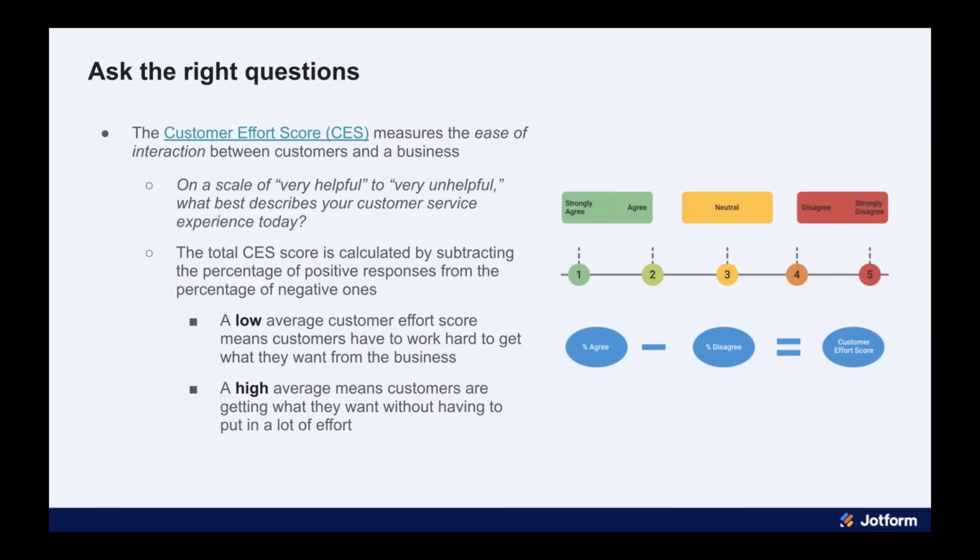This is calculated by subtracting the percentage of positive responses from the percentage of negative ones. So a low average customer score means that folks are having a hard time finding the answers that they need, maybe having to click through too many pages, maybe having to go through too many associates. Really just being able to simplify that process is going to help heighten that average.